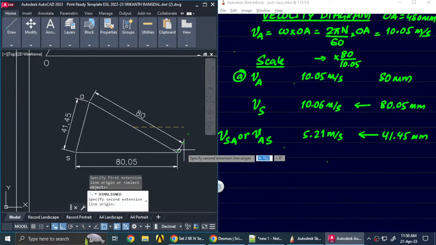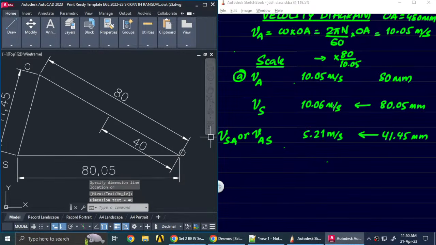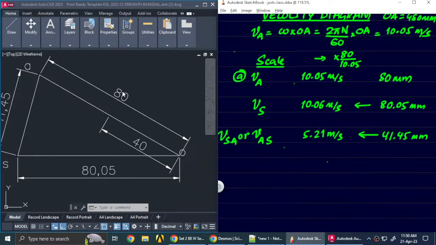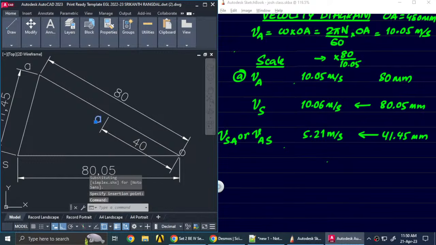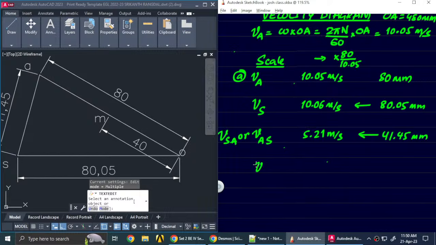So OA means we have to take the midpoint of OA. This is the length that we're getting, that is 40, so of course it's going to be half of this. So let's take this point, the midpoint of OA, and give it a name. Let's call it M. So if you want the velocity of M, the measurement is 40 mm, and of course when you convert that, it will be half of this, so 5.025 meter per second.